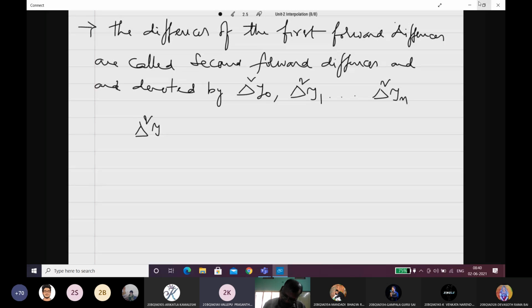Delta square y naught is equal to delta y1 minus delta y naught.